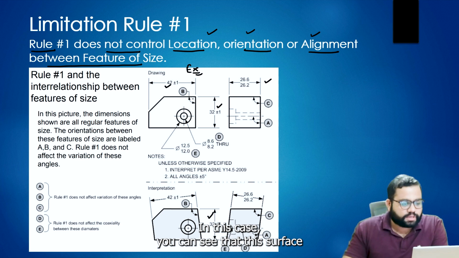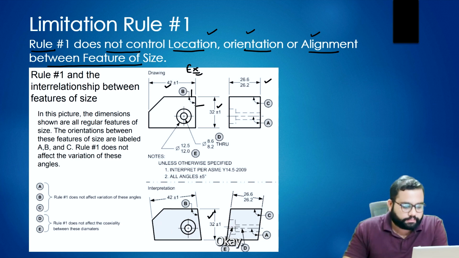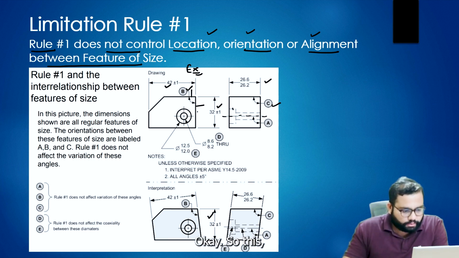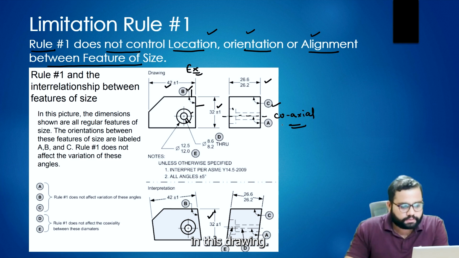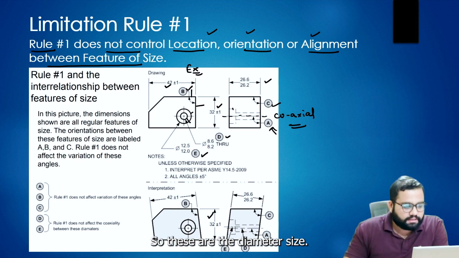In this case, you can see that this surface and this surface have a 90-degree angle in the drawing. From the side view, this is also denoted as C, and this is denoted as B. The axis of this hole is coaxial with the other hole, so both holes are coaxial in nature in this drawing. This is denoted by A, and the other sizes are denoted by D and E. These are the diameter sizes.